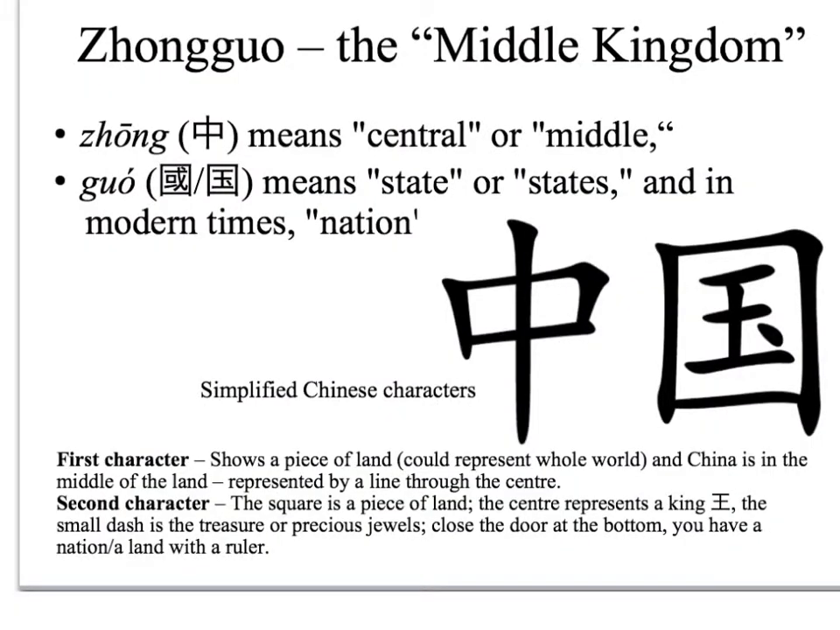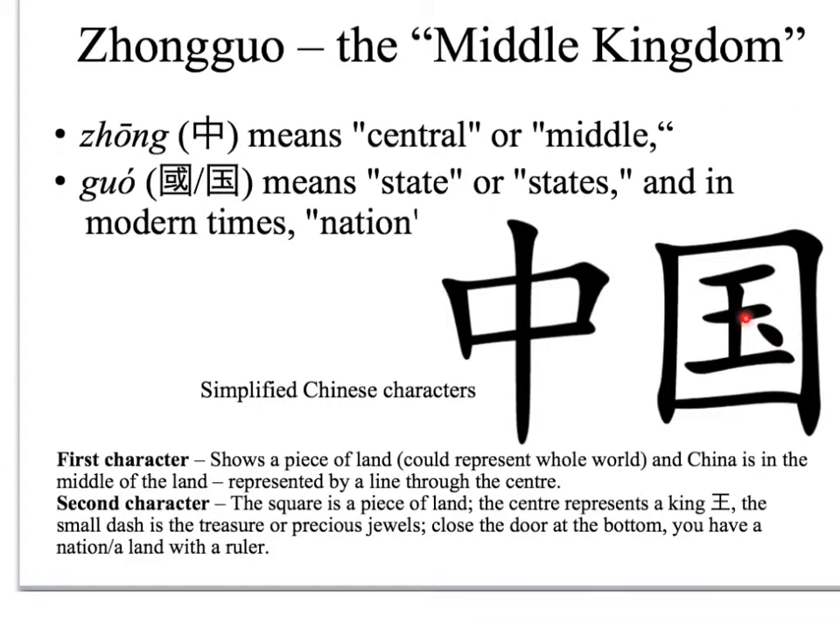The Chinese refer to the country as Zhongguo, which basically means the Middle Kingdom. It's made up of 2 characters. We see here the simplified Chinese characters. The first character means central or middle and shows a piece of land and then through the middle a line, suggesting this is the centre. And you have here Guo, another piece of land.